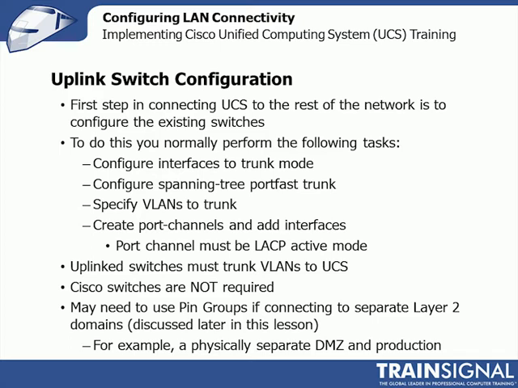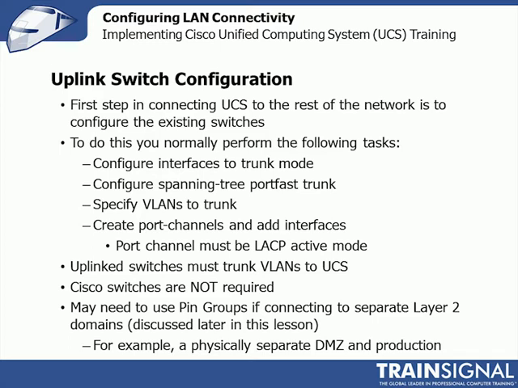Uplink switches must trunk VLANs to UCS. So, even if you're only going to use VLAN 1, you're really going to want to tag and trunk everything, because odds are you're not just going to use VLAN 1, so you're going to want to trunk VLANs to UCS. Cisco switches are not required. I mentioned that a second ago. We've done many implementations on non-Cisco switches. Just because it says Cisco on the front of the servers doesn't mean you have Cisco upstream. Again, my examples will be Cisco, but it's not a requirement.